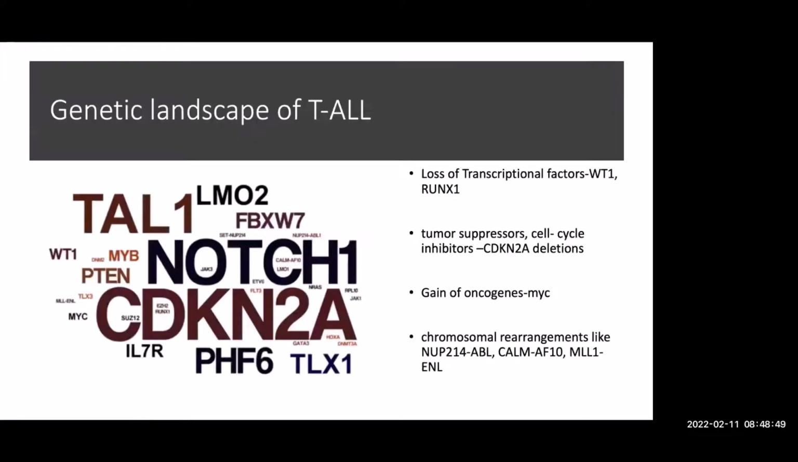And coming to the genetics of T acute lymphoblastic leukemias, the mechanisms underlying the development of T acute lymphoblastic leukemias include loss of transcription factors like WT1 and RUNX1, irregularities in tumor suppressor genes like cyclin dependent kinase 2 deletions, gain of function in oncogenes like increased c-MYC proliferation, and chromosomal rearrangements like NUP and ABL1 translocations.